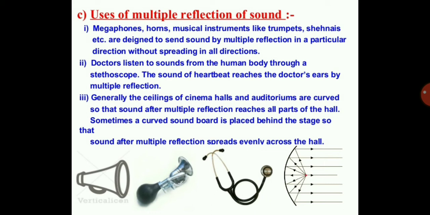Doctors listen to sounds from the human body through a stethoscope. The sound of the heartbeat reaches the doctor's ears by multiple reflections. Generally, the ceilings of cinema halls and auditoriums are covered so that sound after multiple reflection reaches all parts of the hall. Sometimes a curved soundboard is placed behind the stage so that the sound after multiple reflections spreads evenly across the hall. You can see these types of speakers arranged.